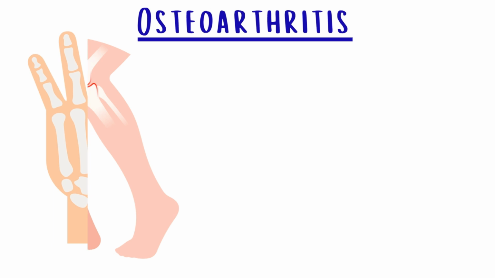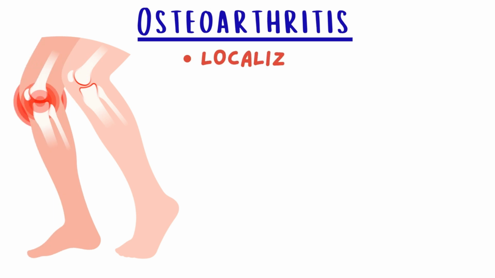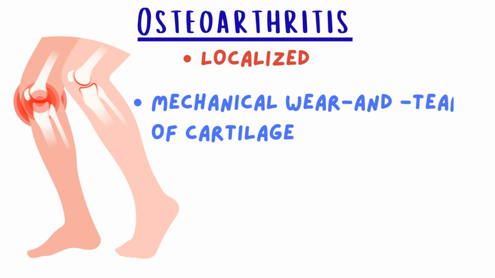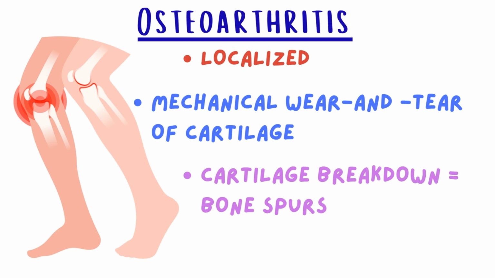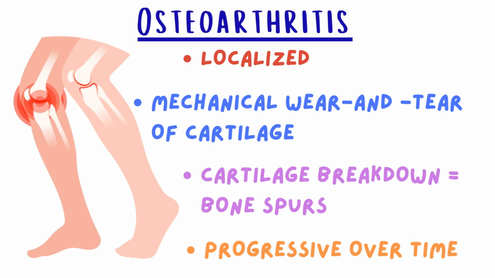Now, with OA, the key word is localized. And the story begins with the cartilage, the joint's cushion. It gets thin from years of moving around. The body tries to fix the damage, but all it manages to do is create these bony little growths called osteophytes. You might have heard of them as bone spurs. So, while you can get a little inflammation, the main problem is mechanical, not the immune system going rogue. Osteoarthritis is progressive and doesn't typically have exacerbations and remissions like RA.